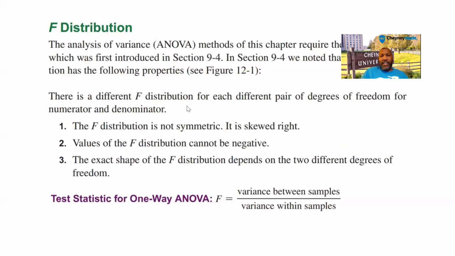So there is a different F distribution for each different pair. We'll talk about getting complicated. Read this. This is dropping some facts right here. There is a different F distribution for each different pair of degrees of freedom. So we don't just have 1 degrees of freedom when we're doing this. We have a pair, and we'll go into it. You can see it right here. There's a degrees of freedom for the between sample, and there's a degrees of freedom for the within sample, right?